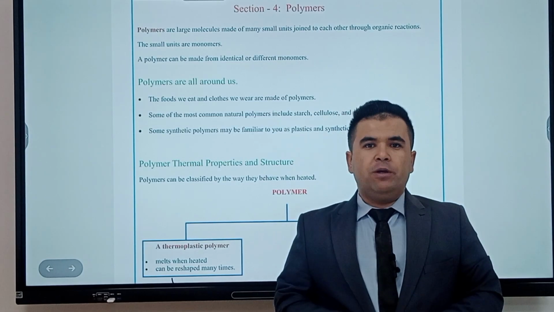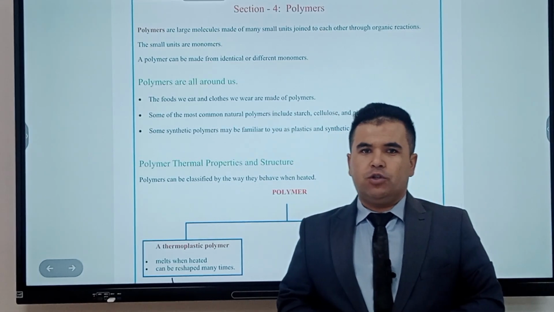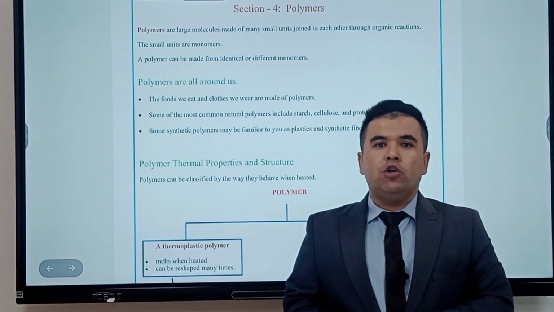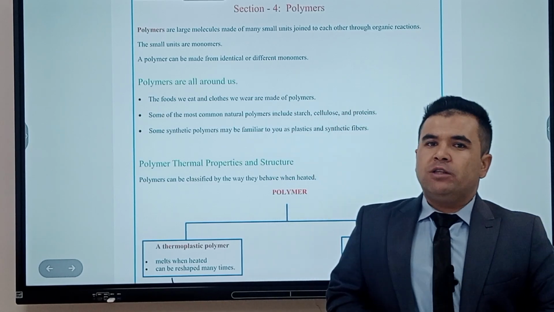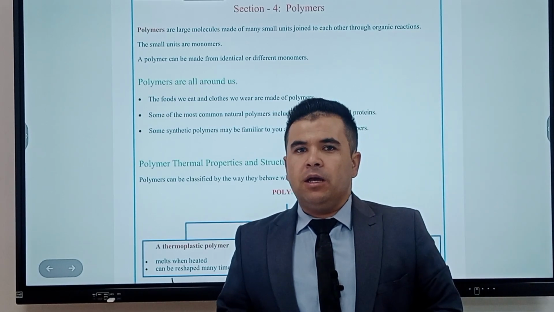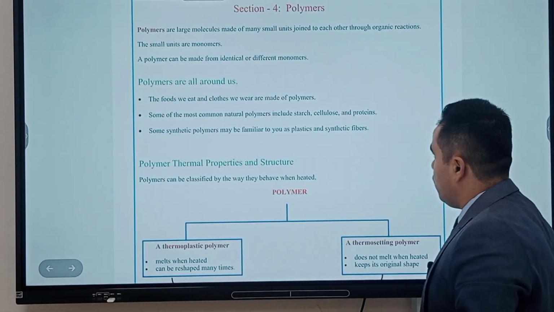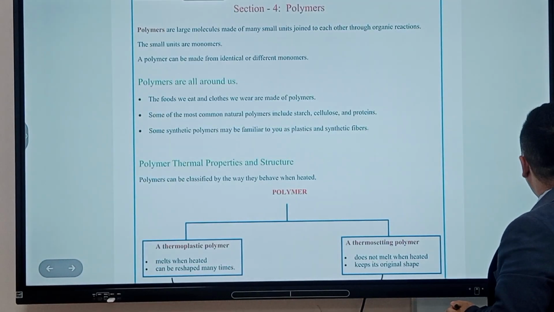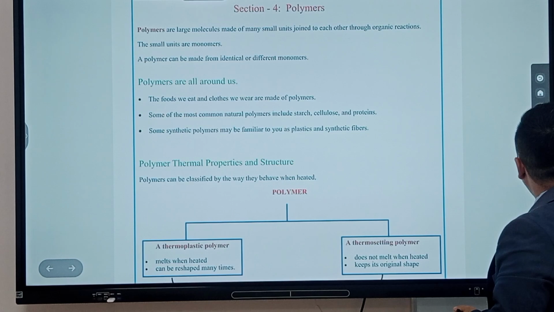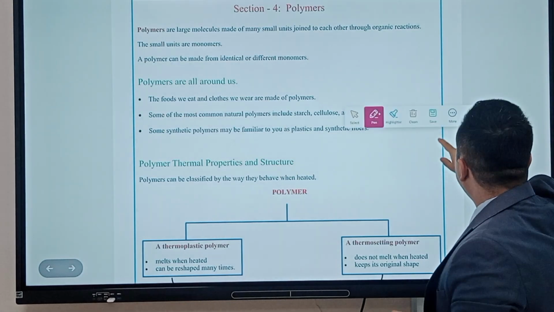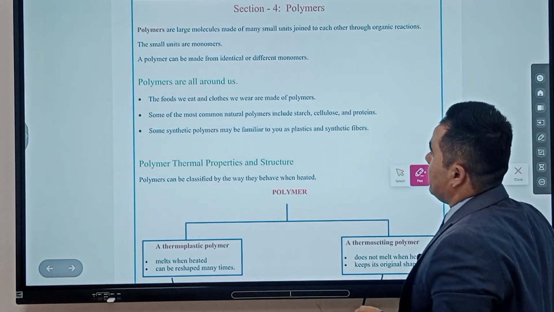In this session, we'll be talking about the last section of chapter 10, which is about the polymer. We'll be talking about the types of polymer, the reactions that happen on the polymer, and the properties of some of the polymers. Let us first define the polymer, the composition of the polymer, and the types of polymer, as we said.